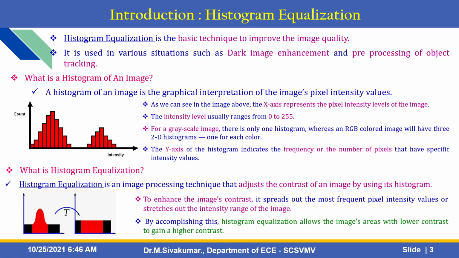Then what is meant by histogram equalization? It is an image processing technique that adjusts the contrast of an image by using its histogram. To enhance the image contrast, it spreads out the most frequent pixel intensity values, or stretches out the intensity range of the image. By accomplishing this, histogram equalization allows the image's areas with lower contrast to gain higher contrast. This is the concept of histogram equalization.